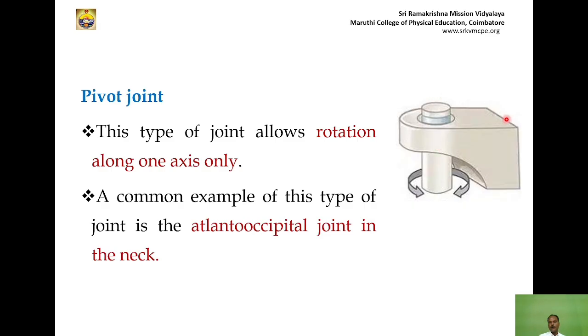This is the alignment of our bones. So two bones, a rotation is possible, but there is no 360 rotation. It is only in one axis. That is called the atlanto-occipital joint of the neck.